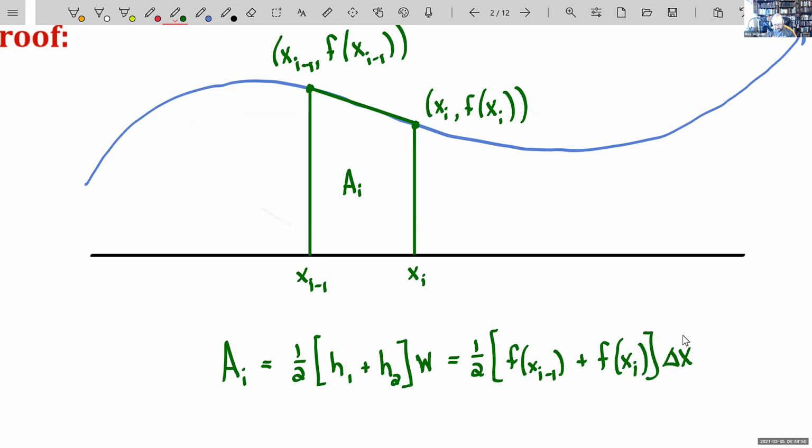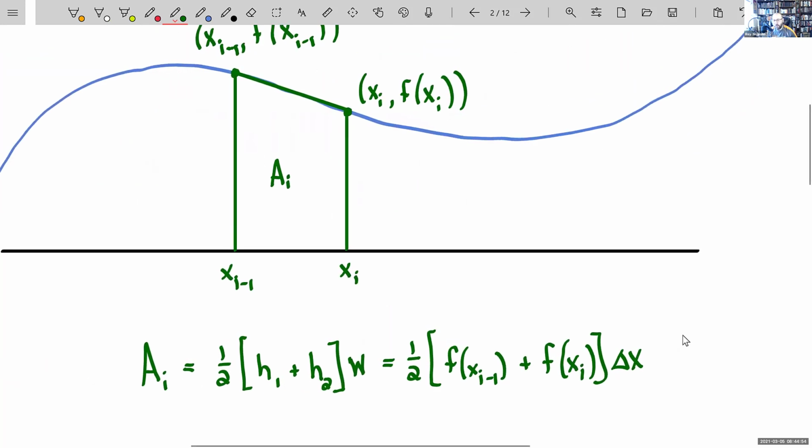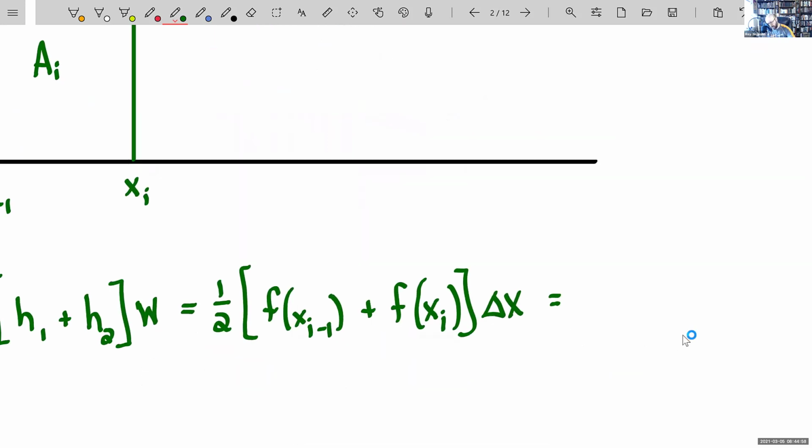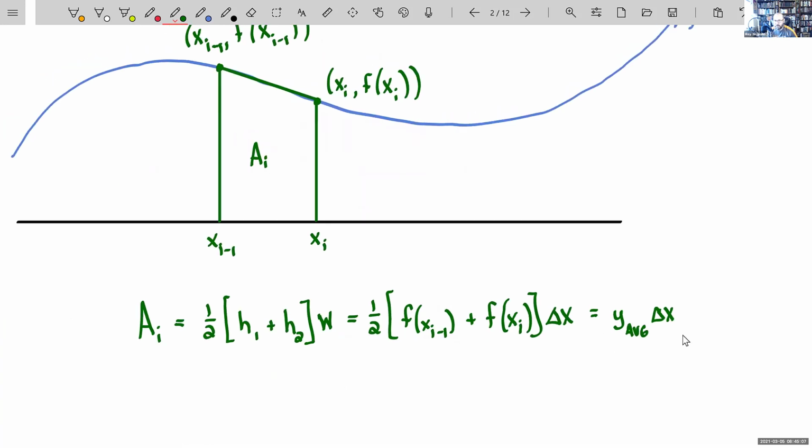That is a good way to think about this. It's the average y value times the width. That's all that is. It's y average. Let me write that down. Y average times the width. That's really what the area of a trapezoid is. It's the average y value times width.